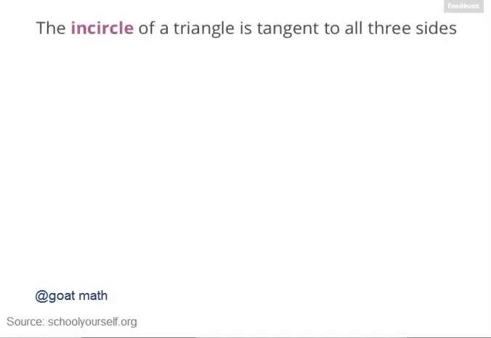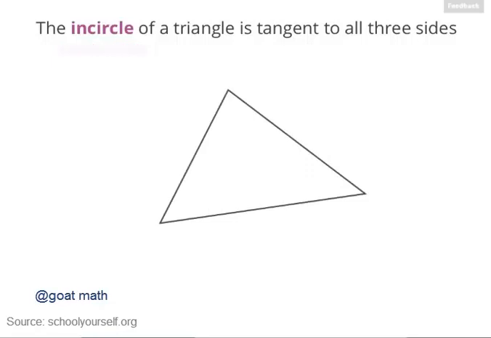The incircle of a triangle is a circle that's tangent to all three sides of the triangle. Another name for incircle is inscribed circle. Okay, let's see an example. Here's a triangle and let's draw its incircle.